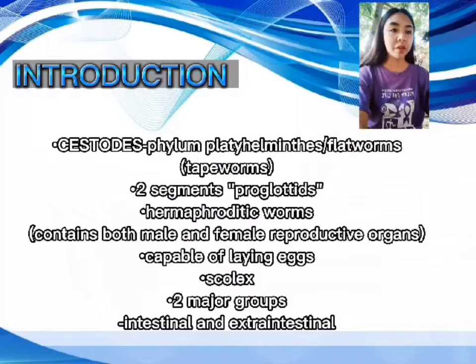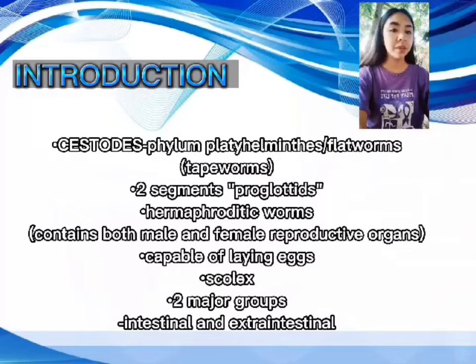Cestodes are worms that belong to the phylum Platyhelminthes, or flatworms. Cestodes are commonly called tapeworms because their bodies are divided into segments called proglottids. These are hermaphroditic worms, with each proglottid containing both male and female reproductive organs. Hence, each proglottid is capable of laying eggs. These worms also have an organ of attachment called a scolex, which helps differentiate one from another.